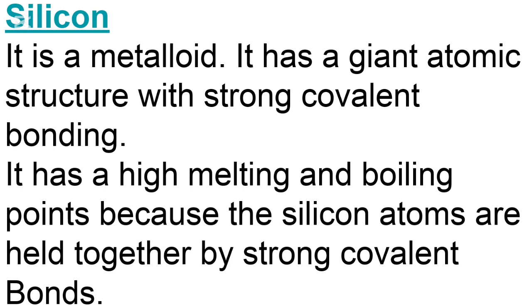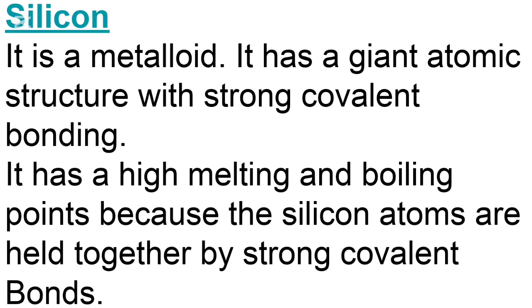Let us now look at silicon. Now we find that silicon is a metalloid. A metalloid is a substance that has both metallic and non-metallic properties. So silicon belongs to that group of substances called metalloids. It has a giant atomic structure with strong covalent bonds. It has a high melting and boiling point because the silicon atoms are held together by strong covalent bonds.